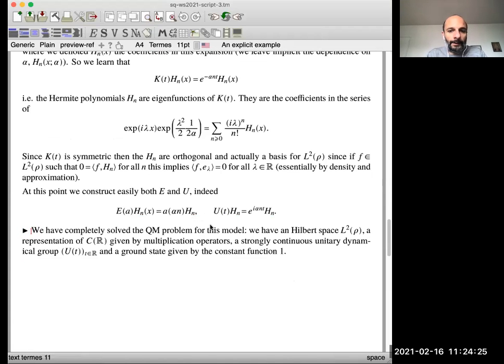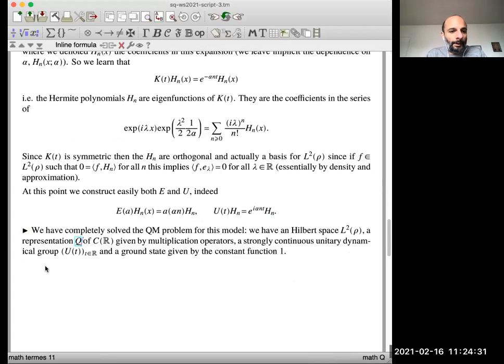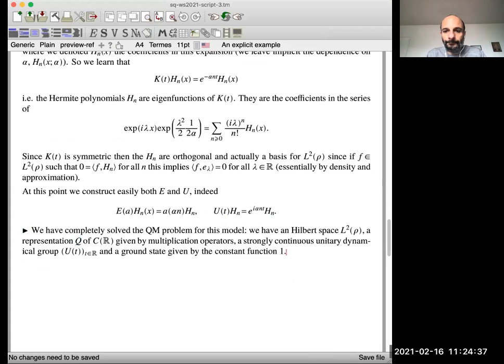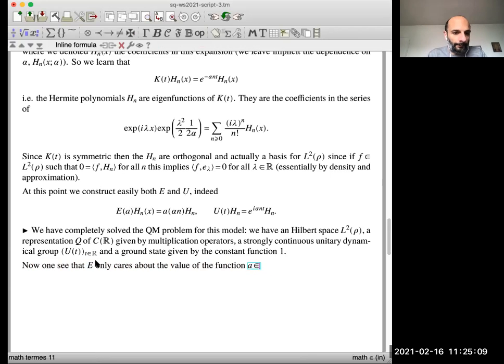Okay, I have everything. I have a Hilbert space. I have a representation of CR. So this was Q. And a strongly continuous dynamical group U. Okay, and actually I have this additional representation. And now you see something here. So the isomorphism only cares about the values. Now we'll see that E only cares about the value of the function A. Sorry, U of A.